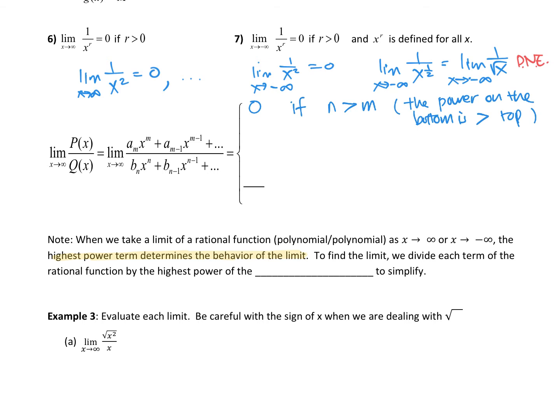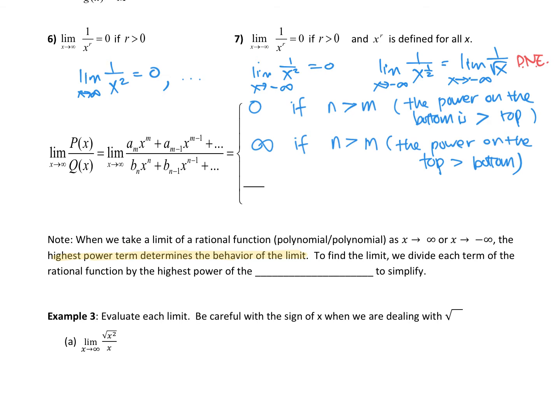And it goes to infinity if it's the other way around, meaning the power on the top is bigger than the power on the bottom. Maybe the top is third power and the bottom is second power. Basically, the top power will just dominate the bottom, so it'll be just x to the third. So the power on the top is bigger than the bottom.